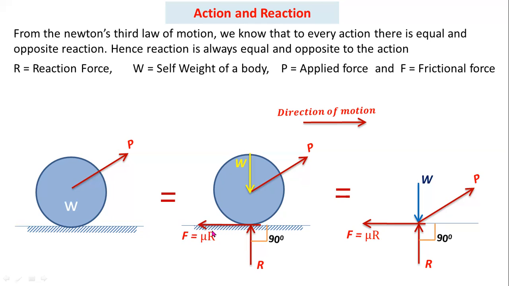The direction of the frictional force always depends upon the direction of motion of the body. The frictional force always acts opposite to the direction of motion. So this is the final free body diagram for this figure. This is example 1.